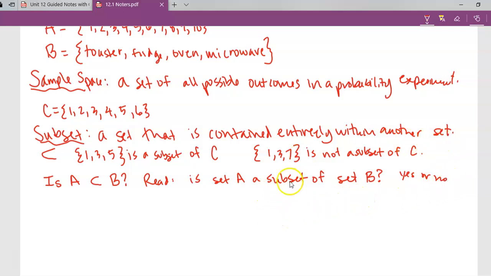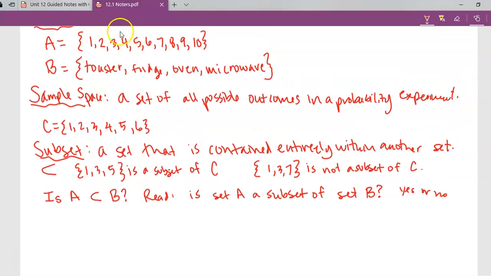So if we're looking at the sets that we have written up here, if I look at set A, it's the numbers 1 through 10. If I look at set B, it's the collection of appliances in my kitchen. So A cannot be a subset of B because the elements in A are not in B. So this would be no.